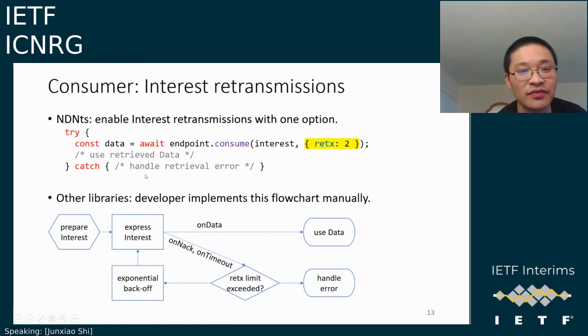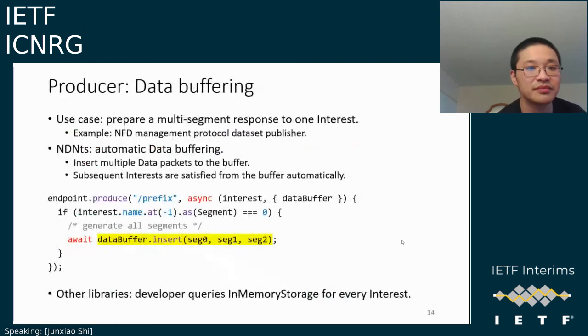If after retransmission data still doesn't come back, there will be errors, and error handling is still necessary. But compared to other libraries, where the developer has to implement the interest retransmission, basically, it's this flowchart they have to implement manually. And as I observe in the implementations, most developers get it wrong in some places.